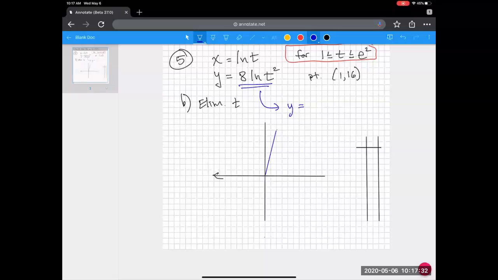And the way we can do that is, remember that a property of logs is that if you have a power on the argument, you can pull that out front. So this would be the same as 8 times 2 times ln of t, or 16 times ln of t. And now that I have ln of t isolated, I can do my variable substitution for x, and that would give me that y is equal to 16x. And that's a linear equation that goes to the origin with a slope of 16, which is exactly what our graph was. So that's part B.